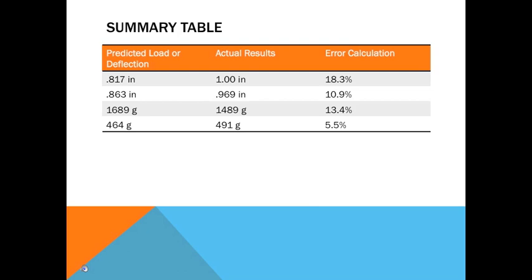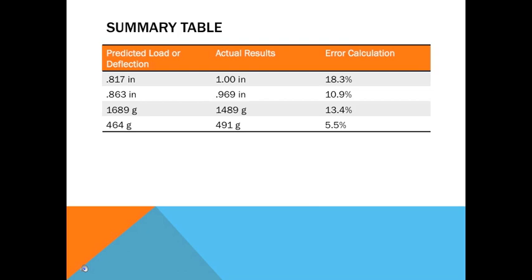This summary table is a combination of our predicted loads and deflections, which we determined from our MATLAB program, the actual results that we received by experimentation, and the error calculation from these results. From our first program number, we had a 0.817 inches deflection, and our actual result was 1 inch flat, which had an error calculation of 18.3%. Our second experiment had a predicted deflection of 0.863 inches, and the actual result turned out to be 0.99 inches, with an error calculation of 10.9%.